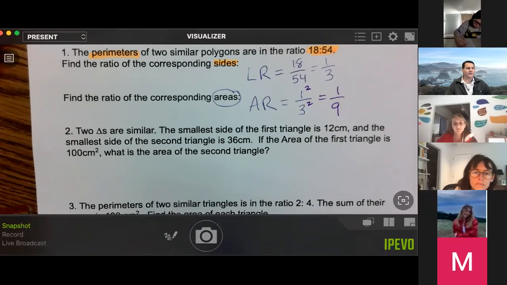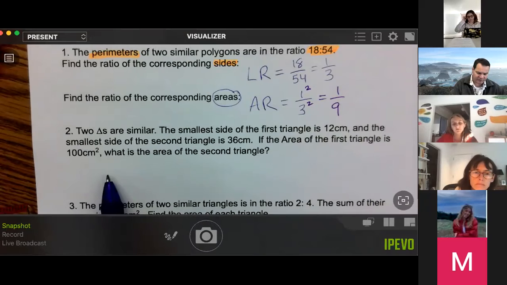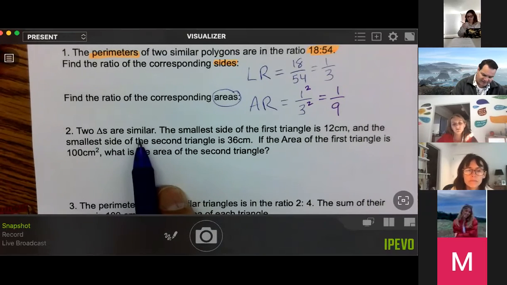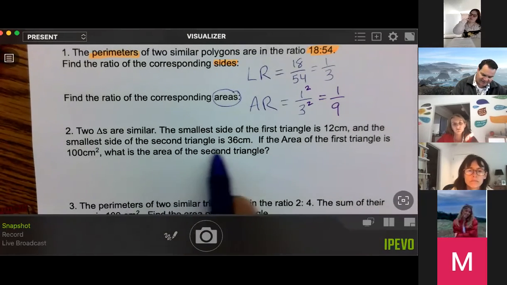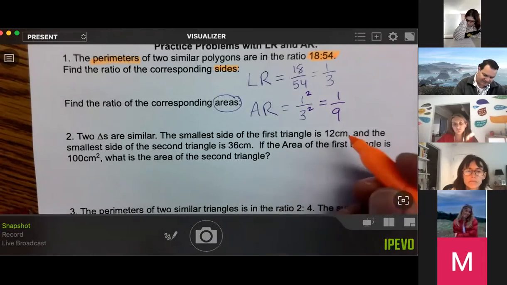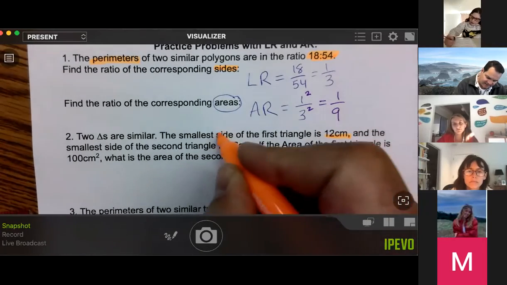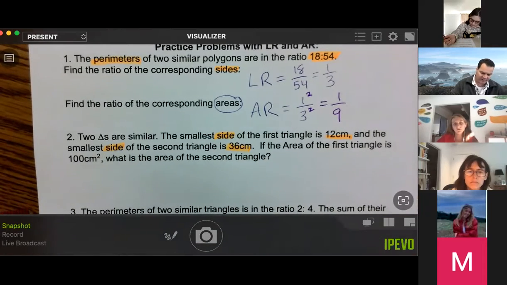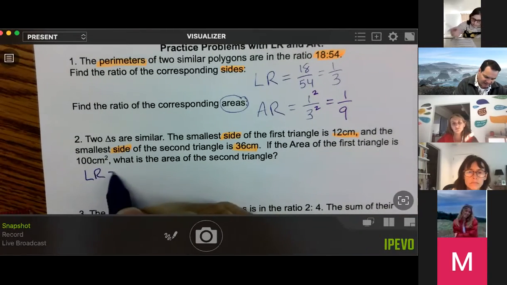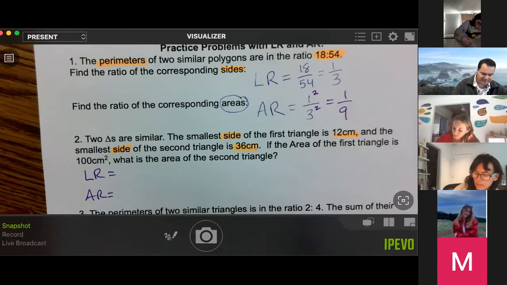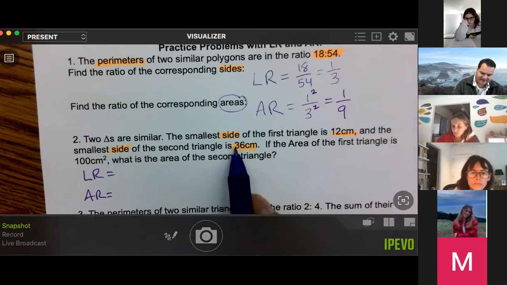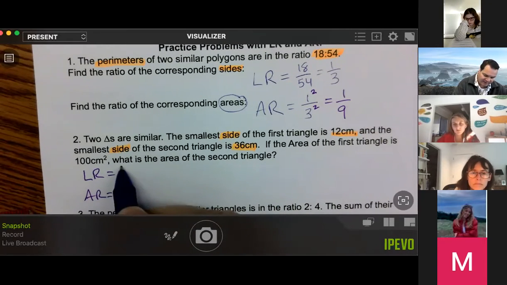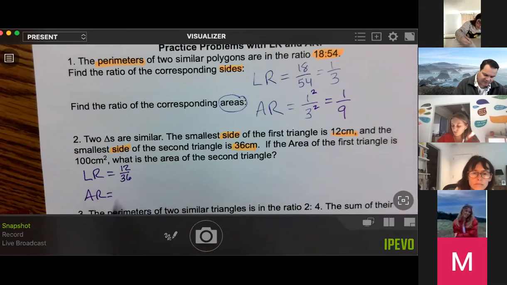How does that apply or help us? Well, let's do problem number 2 here. 2 triangles are similar. Smallest side, smallest side. So we've got a pair of numbers that match. This is a side, and this is a side. So what I'm going to do is I'm going to start off by saying LR equals and AR equals. And the problem has to give me a ratio, either LR or AR. In this case, because they gave me two corresponding side values, I'm going to make those my ratio, 12 and 36.